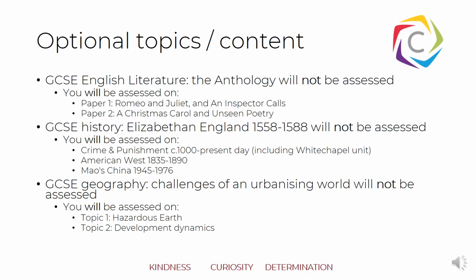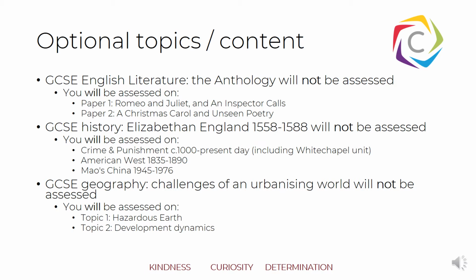One of the key things that the government announced was there will be optional topics and contents in 3 GCSE courses. So for GCSE English Literature, which everyone in Year 11 is taking, the poetry anthology will not be assessed in 2022, and therefore your English Literature qualification will be assessed on Romeo and Juliet and An Inspector Calls, paper 1, and A Christmas Carol and Unseen Poetry for paper 2.